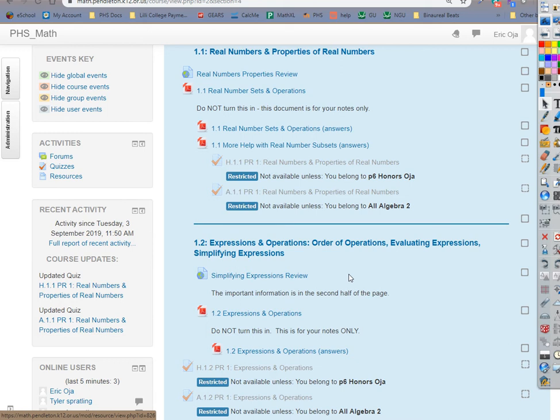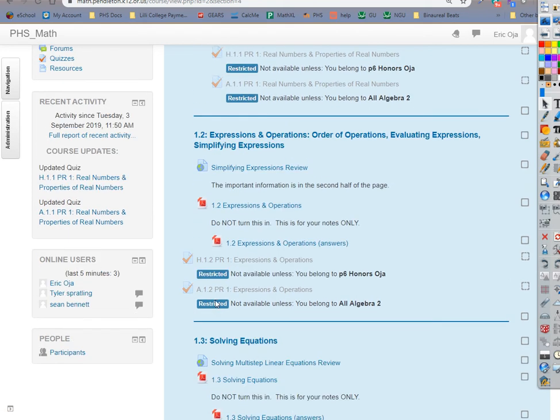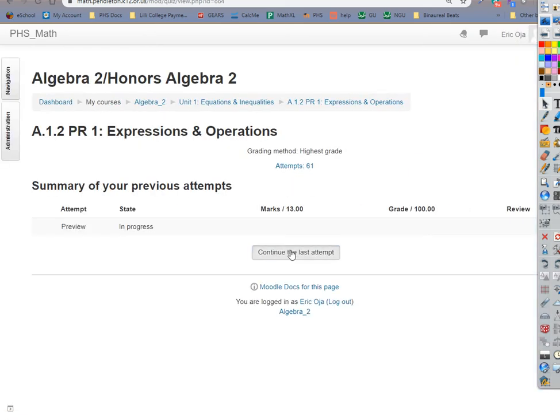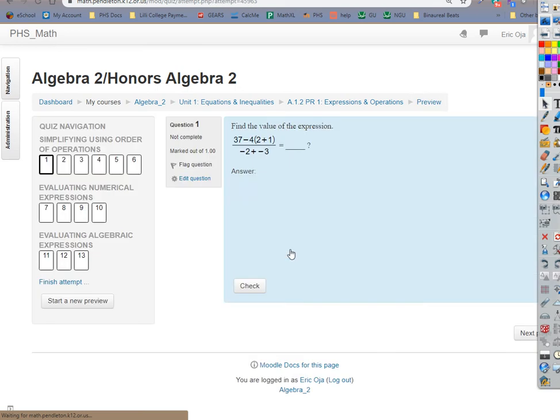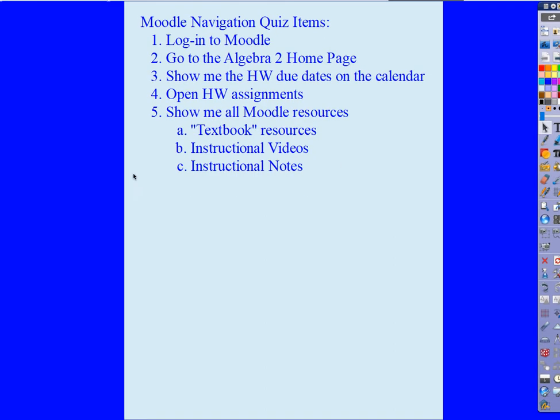Okay? So if you want to go to, for example, a homework assignment, remember, the Moodle assignments have the icon of a blue piece of paper with an orange check through it. And with the ones that you'll have access to, they would be the ones that start with an A for Algebra 2. So you could click on this one, for example, A 1.2 Practice 1, and just continue the last attempt. I've already started it. And then just get to the homework assignment. That's the other thing I want you to be able to do, okay? After that, open a homework assignment.